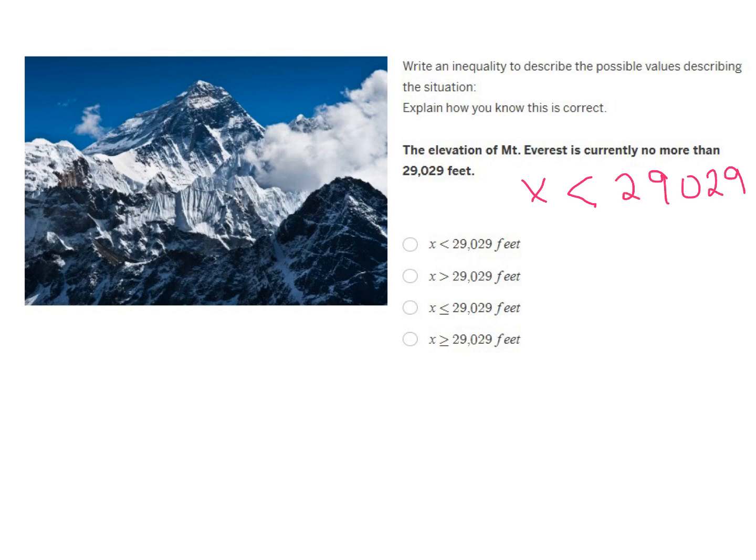And are we going to put the equal sign in? Yes or no? So can it be equal to 29,029 feet? Yes, it can, but no more than that. So that's the highest point possible. And then all the lower points are also possible. So when we look for that answer in our choices, here it is.